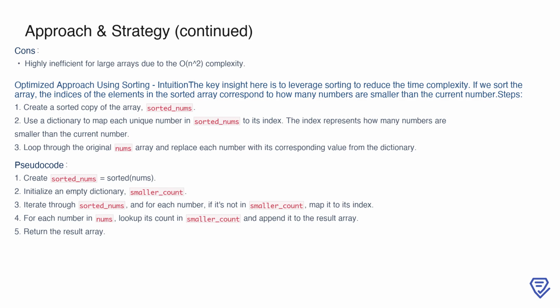First, we create a sorted copy of the original array. Then, we use a dictionary to map each unique number in the sorted array to its index, which represents the count of smaller numbers. Finally, for each number in the original array, we simply look up its count in the dictionary and append it to the result array. This eliminates the need for nested loops, making the solution much more efficient.